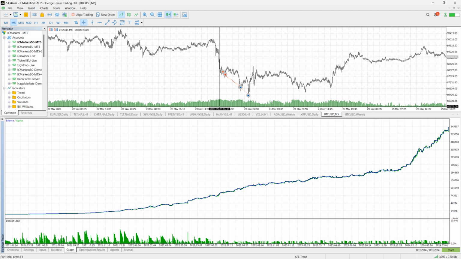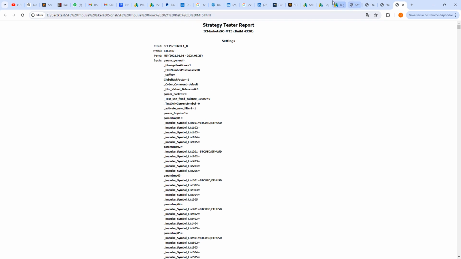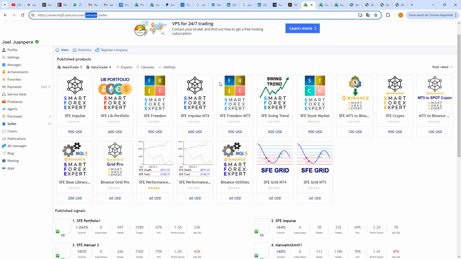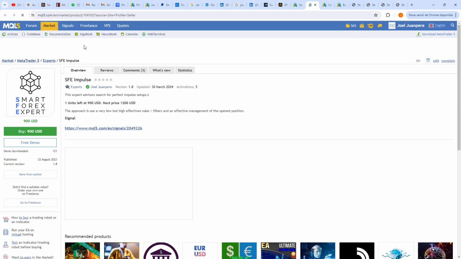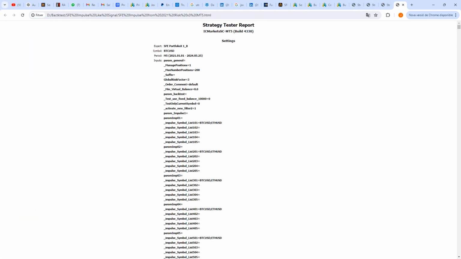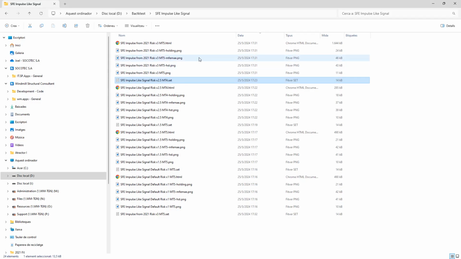Well, if you go to the MQL5 website and search for the expert advisor, you can see the different systems and signals. You can find the Impulse Expert Advisor, and here in the Impulse comments I will publish these different backtests, and also these backtests will come inside the zip file.